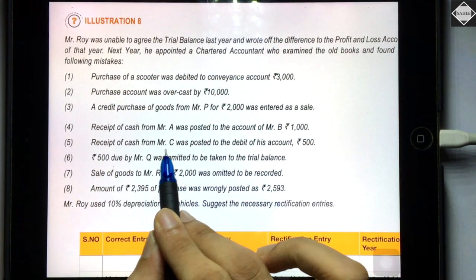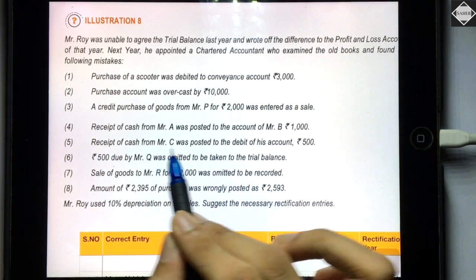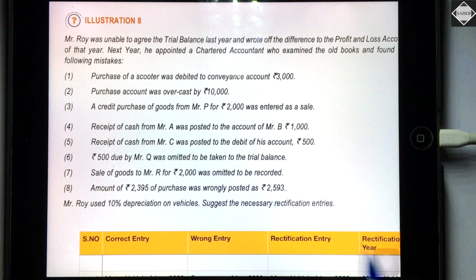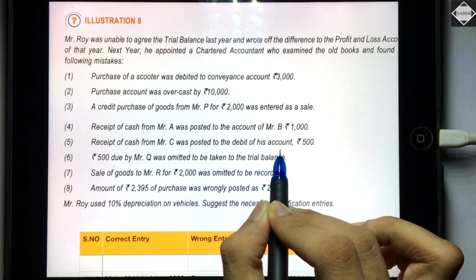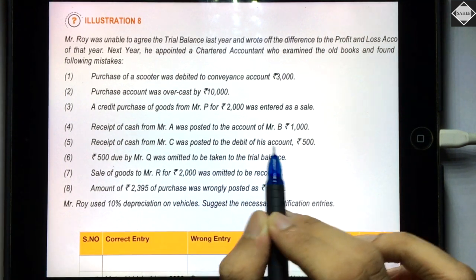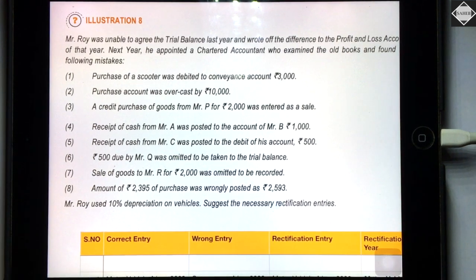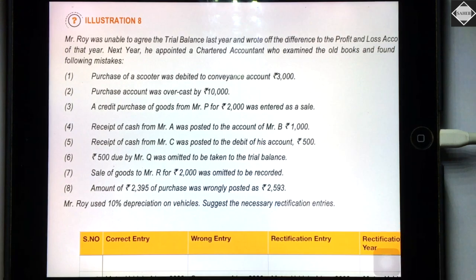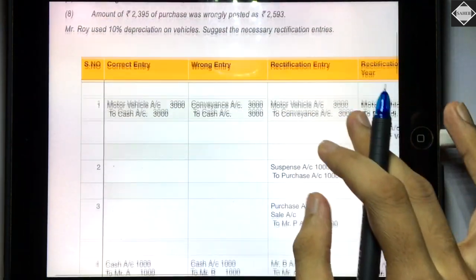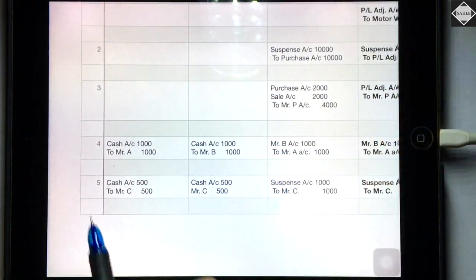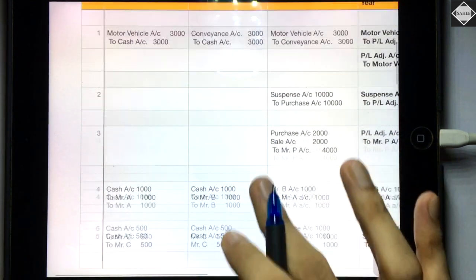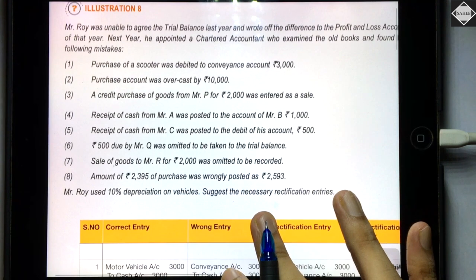Next, we have the 5th transaction. Receipt of cash from Mr. C, that's the correct part, was posted. Posted means that category only, specific mistake, to the debit of his account 500. Now understand what has happened over here. This is a very interesting error. Receipt of cash from Mr. C. What's the correct entry for this? The correct entry is simple, cash account to C, isn't it? Cash account debit to Mr. C 500. But now what did they do? What is the error?